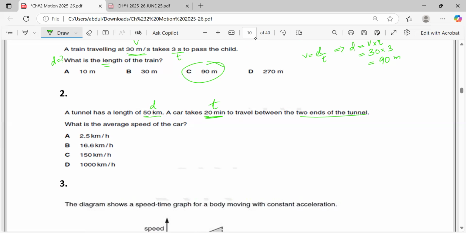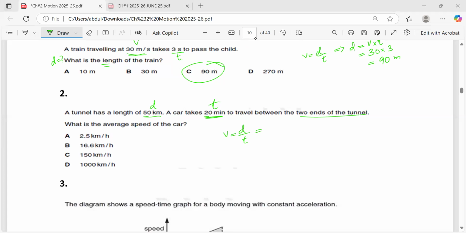So a tunnel has a length of 50 kilometers, very long. A car takes 20 minutes to travel between the two ends of the tunnel. What is the average speed of the car? So average speed, we know the formula. What is that? Speed is equal to distance over time. So one answer is there.